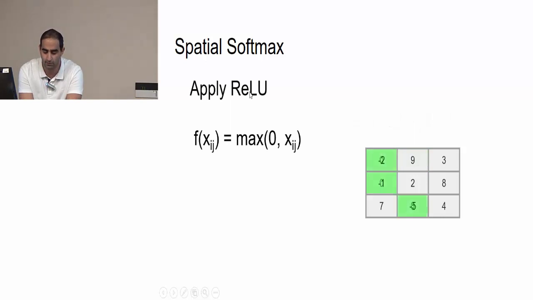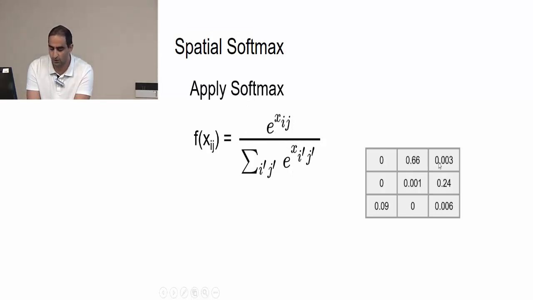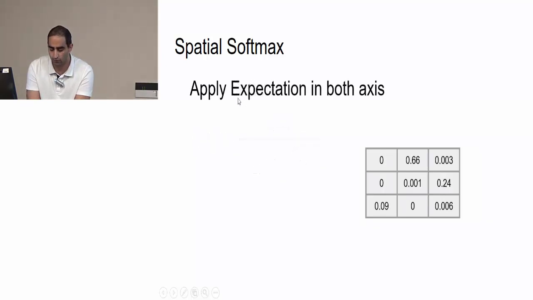The first step is to apply ReLU, which makes these negative elements 0. And then we apply softmax. And softmax is calculated easily by this formula. So the sum of all elements in this matrix is 1. Now, in order to find where the maximum is, we just apply expectation in both axes. So let's start with the x-axis.